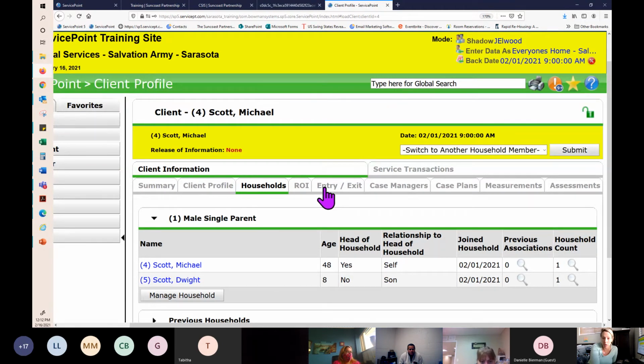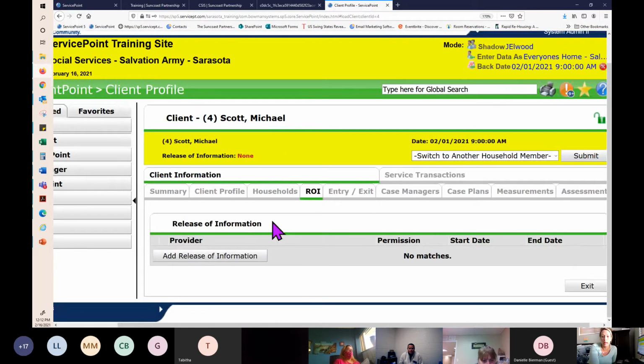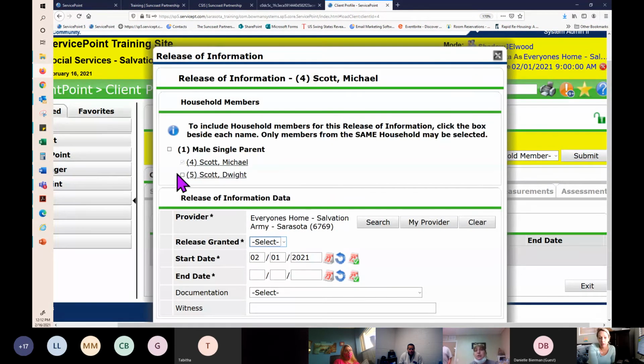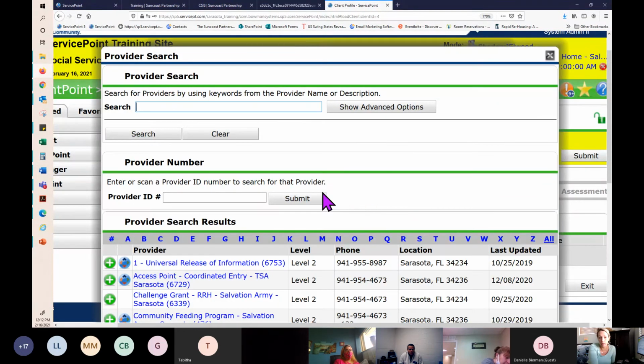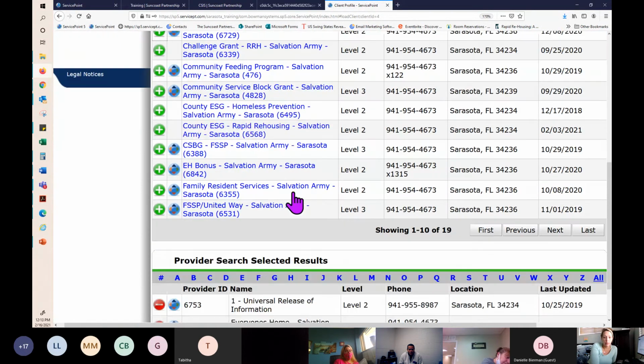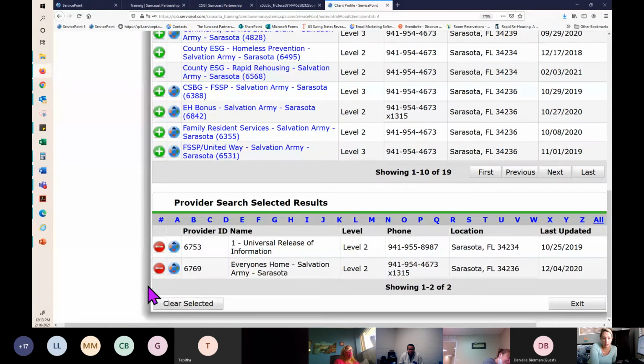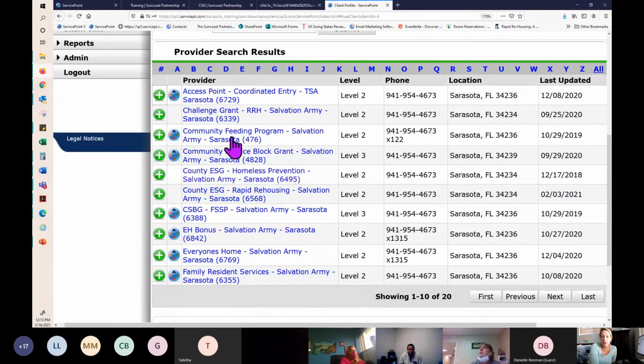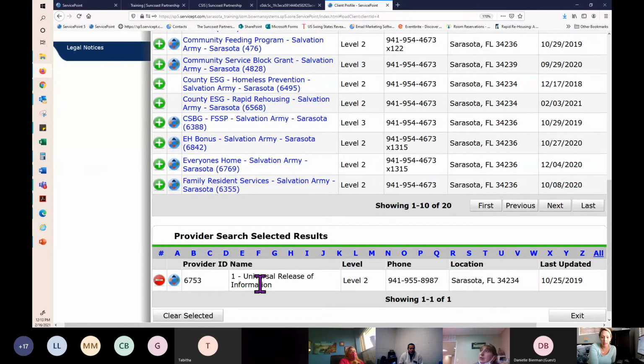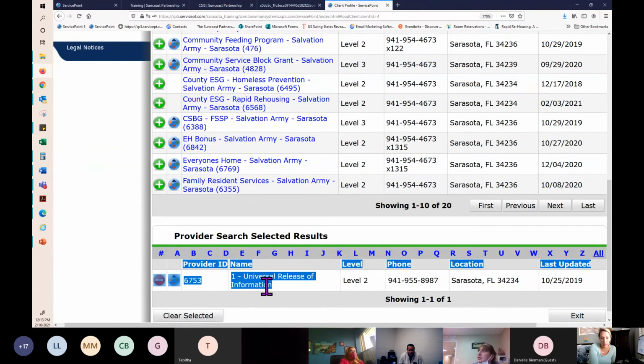and we're going to use all of our tabs up here as our workflow. We're going to add an ROI in FL 500, Sarasota Manatee. We only need to add a release of information and indicate it as the universal release of information. This is the only release of information that is needed in our continuum of care. You do not need to add release of information for all of your providers, just your universal release of information.